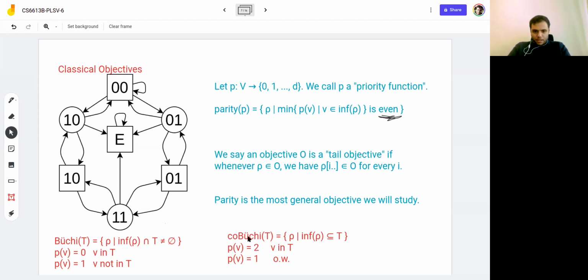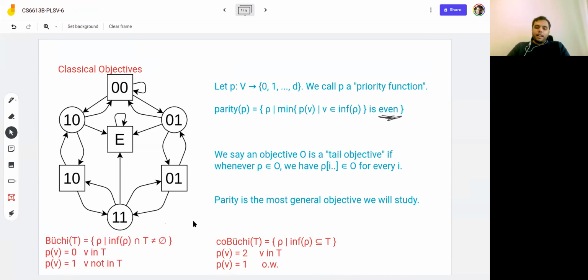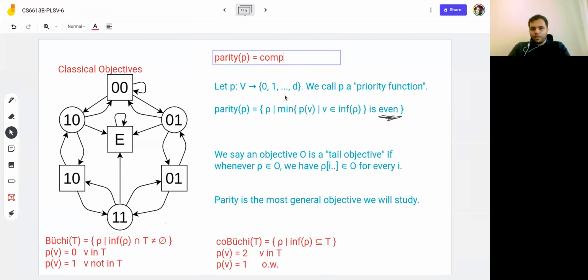Okay. So we can basically define both Buki and Kobuki in terms of parity. And now if you look at this, it's basically just fidgeting with the priority function. And we can do this with parity itself. So parity is its own dual. How can I write this? So parity of P, if I want to take its dual in a manner similar to this, what would that be? So parity of P is the complement of what? Of parity of what function? So let's say Q. Can you just give me Q?